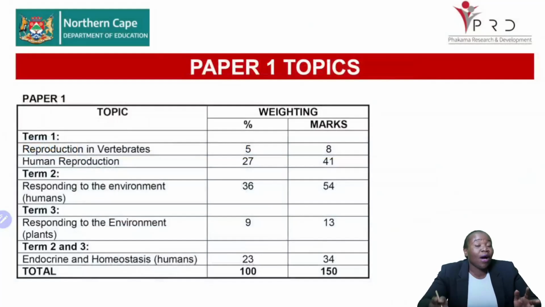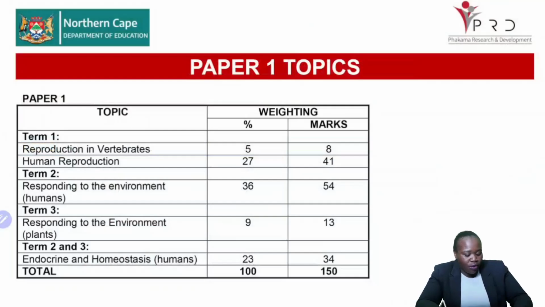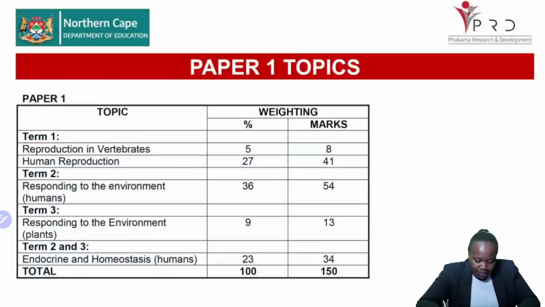All right, and our topics for paper 1, we have reproduction in vertebrates, human reproduction, responding to the environment in humans, as well as responding to the environment in plants. And lastly, we have the endocrine and homeostasis, and all of that also make up 150. So here are the marks for each of these topics.